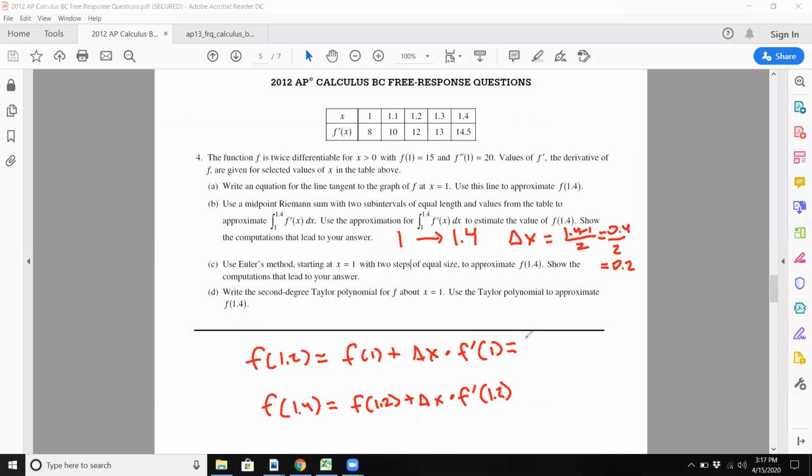f of 1 I know is 15 as it tells us in the problem. Delta x is 0.2, and f prime 1 we know is 8 from the table. So you work that, you get 16.6. So now that's 16.6 over here. So that's why it's an iterative process. Then 0.2 times f prime 1.2, which is from the table here, is 12. Work that out, and you should get 19. So it's a pretty straightforward process. It's not really too bad.